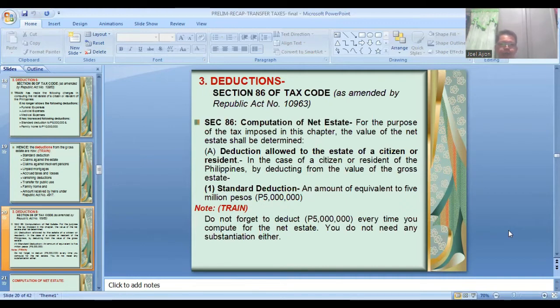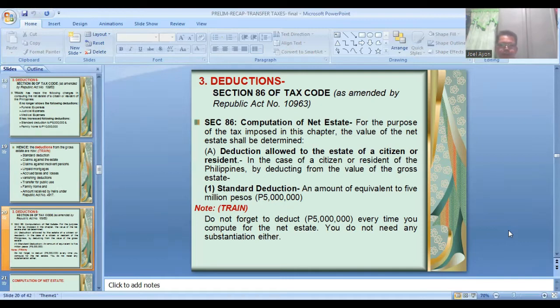Accordingly, for the purpose of the tax imposed in this chapter, the value of the net estate shall be determined by deductions allowed to the estate of a citizen or resident. In the case of a citizen or resident of the Philippines, by deducting from the value of the gross estate the standard deduction, an amount equivalent to 5 million pesos. It was increased to 5 million from 1 million in the old tax code. So please take note that you should not forget to deduct 5 million every time you compute for the net estate.